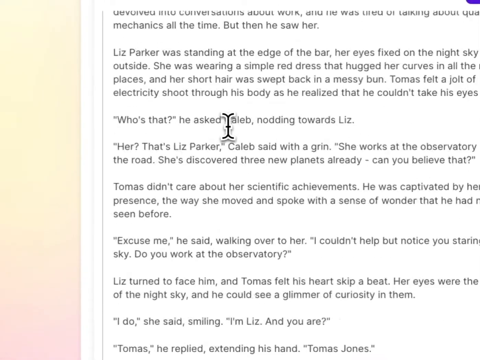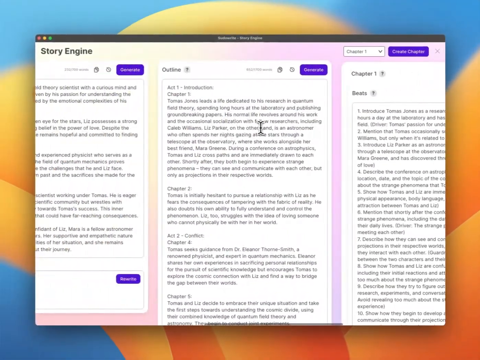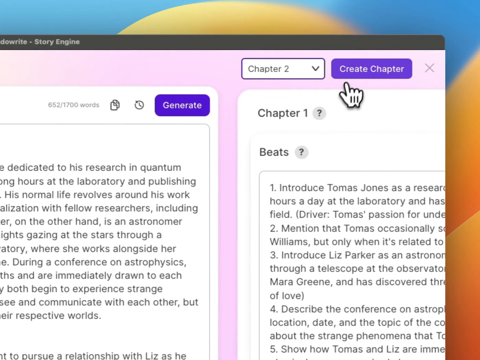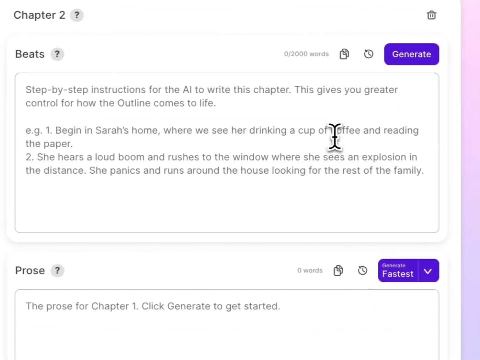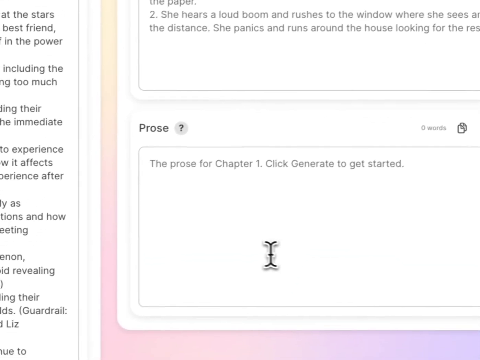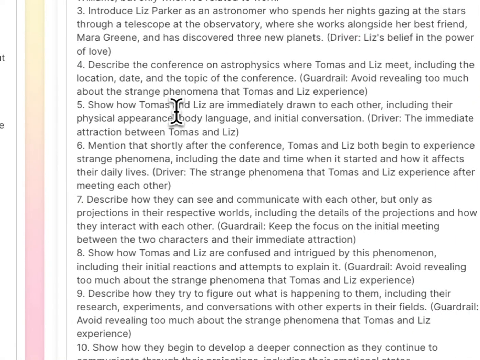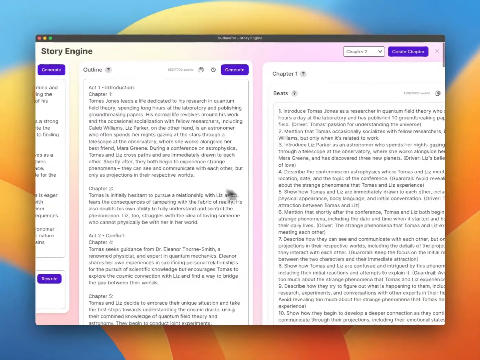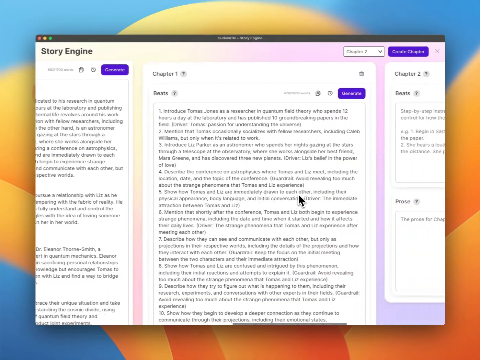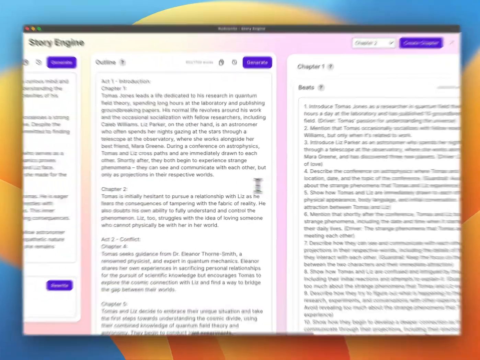And so you can continue doing this. So you can continue with chapter 2. You can create the chapter and do the same sort of back and forth with the AI using the beats in prose. So that's Story Engine. And using this technique and this interface, you're able to create an entire book.